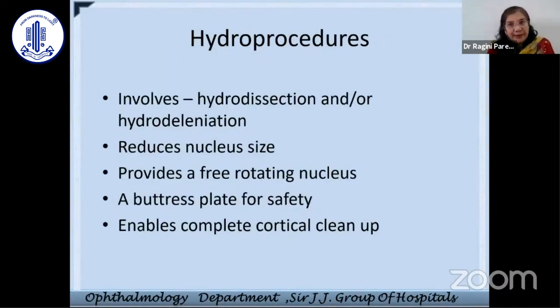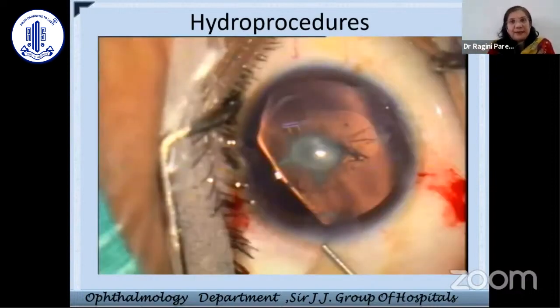Hydroprocedures follow the rhexis, and they involve hydrodissection and or hydrodelineation. The purpose of this is to reduce the nuclear size, make a free rotating nucleus available, and also the epinucleus which is provided is a buttress plate for safety during phacoemulsification to protect the posterior capsule. The separation or the cleavage of the various planes of the nucleus helps a complete cortical cleanup. Hence, these procedures are extremely necessary.